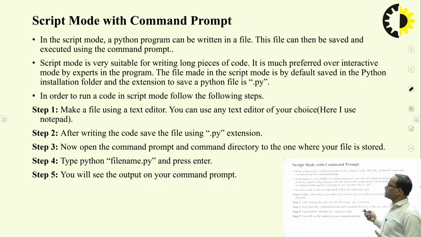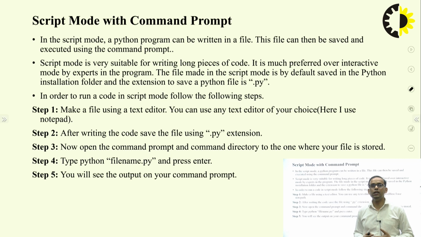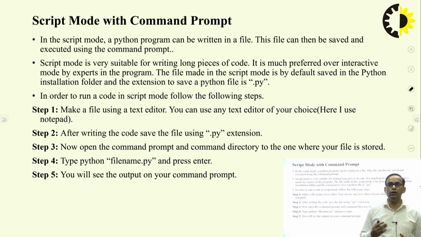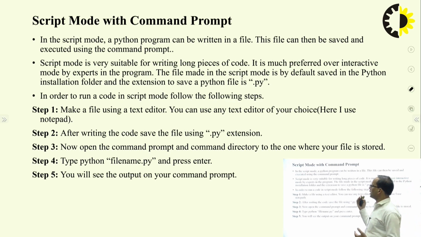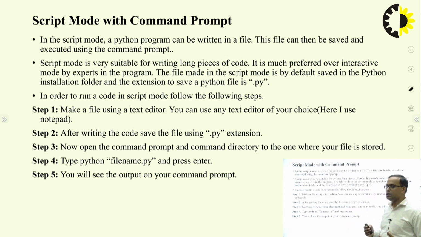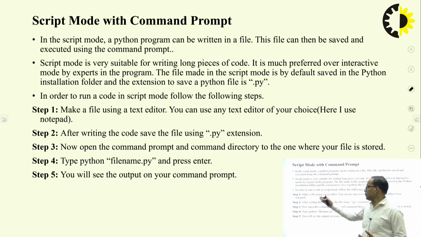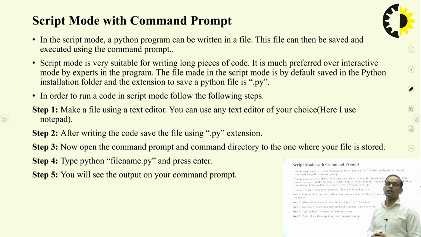The next method is the scripting mode with the command prompt. In script mode, a Python program is written in a file, and that file is saved with the file name and .py extension, and on the command prompt we run that particular Python program. The process in scripting mode with the Python command has certain steps. Step 1, make a file using a text editor like Notepad.